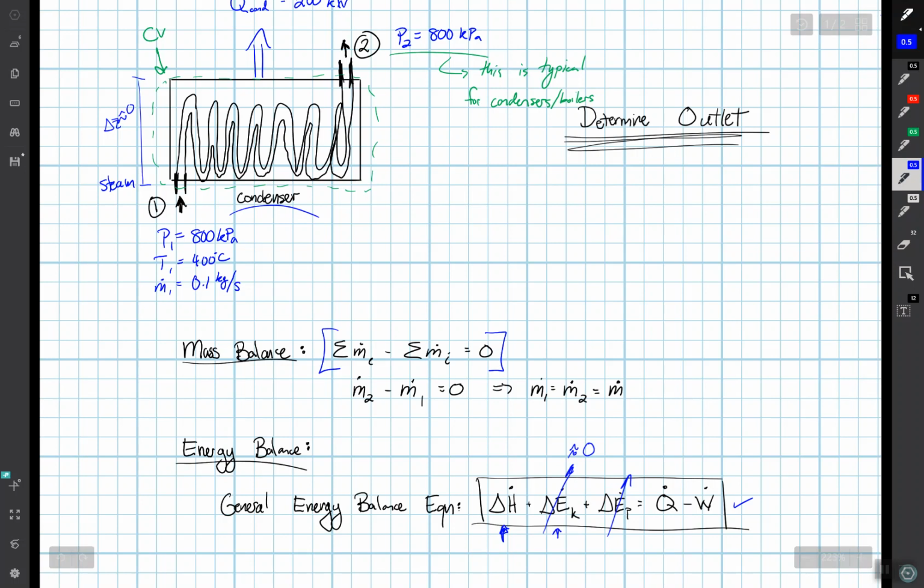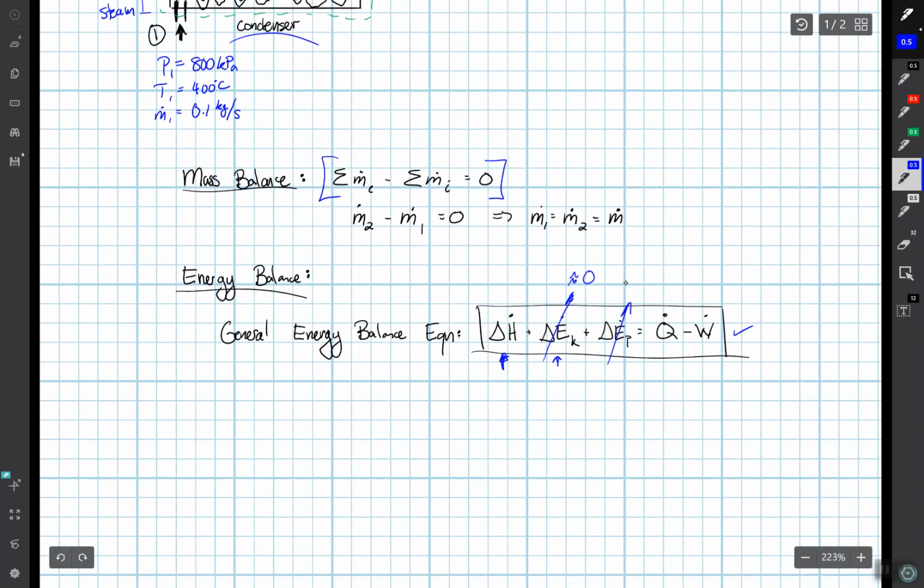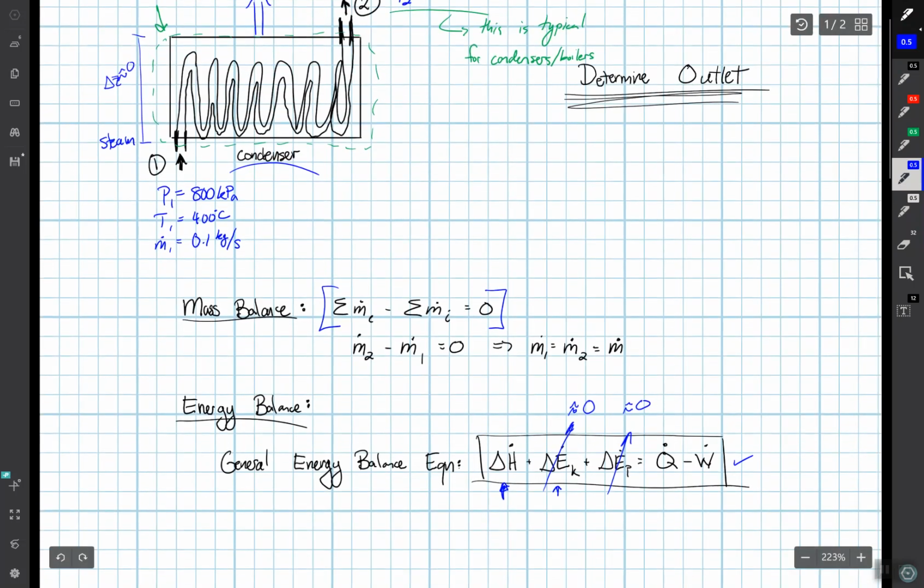But that's relatively small, certainly compared to the other energies in the system. And that's really what we're looking at. We're looking, is it small or large relative to the other energies that we're dealing with? Typically for a condenser like this, those are both fairly small.